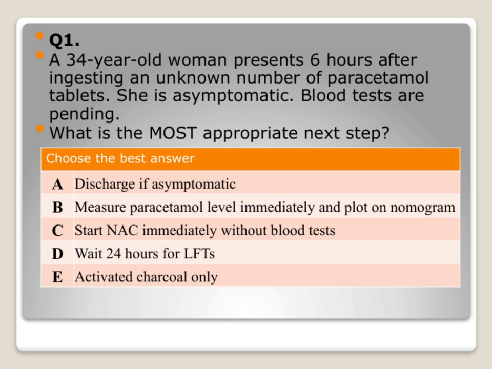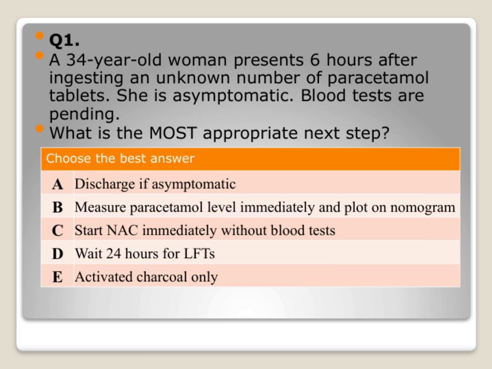Now, considering her current status, she's asymptomatic, but we know that paracetamol toxicity can sometimes be silent initially. What we really need to do is decide how to manage her safely while waiting for lab results. The options include discharging her if she remains asymptomatic, measuring her paracetamol level immediately and plotting it on a nomogram, starting NAC right away without blood tests, waiting 24 hours for liver function tests, or giving activated charcoal only.